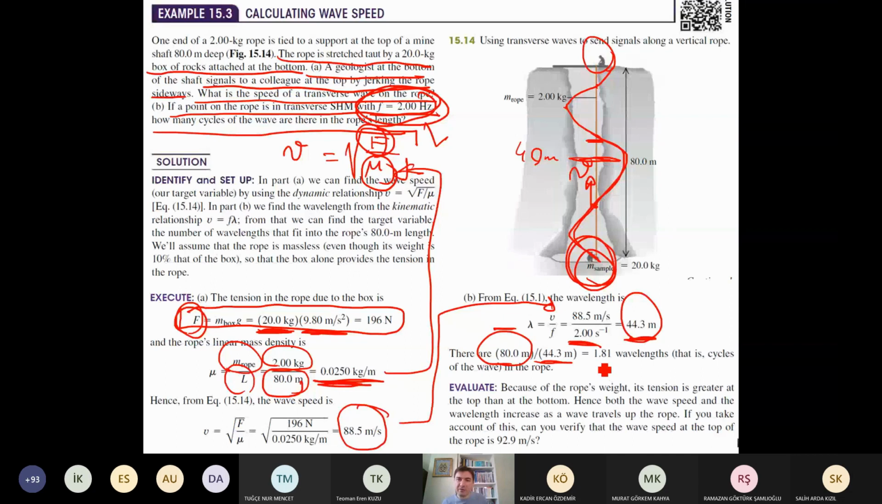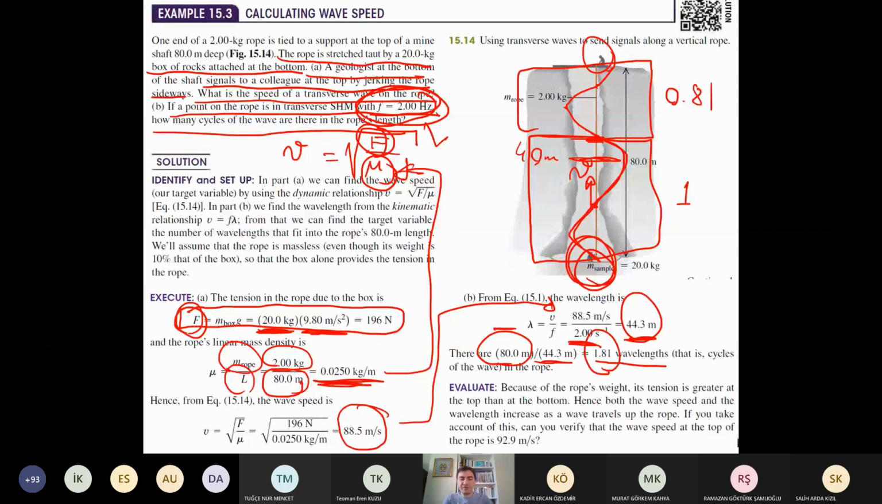So we have one complete wave here. This is the one complete wave. And here we have a not completed wave, let's say 0.81 of one wave, let's say. So in total, we have 1.81 wavelengths. Do you have any question?